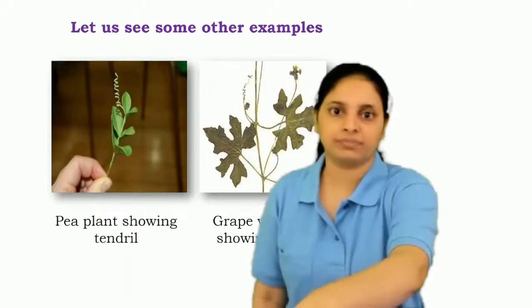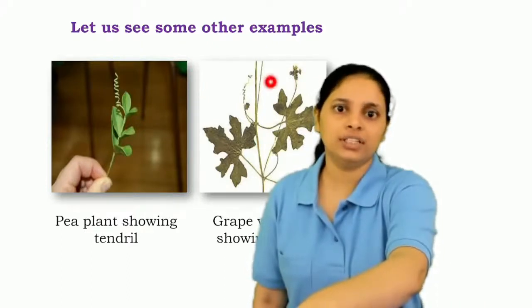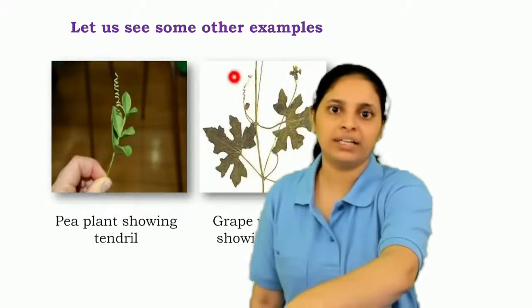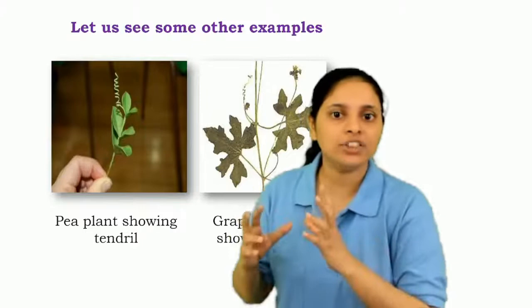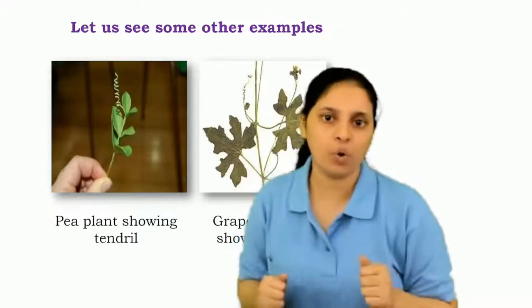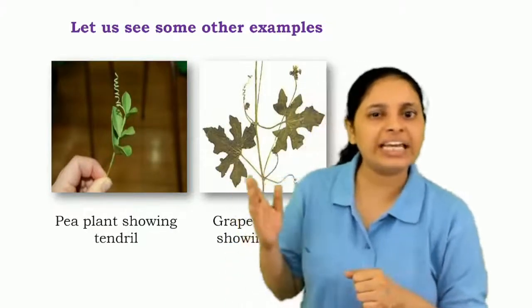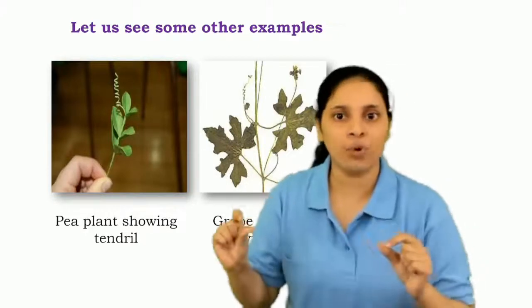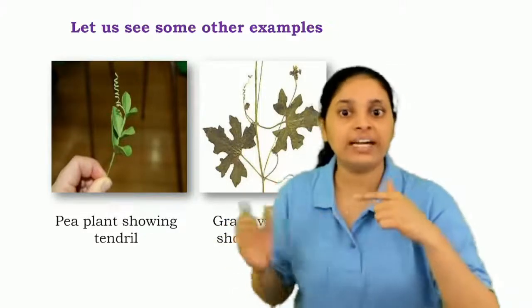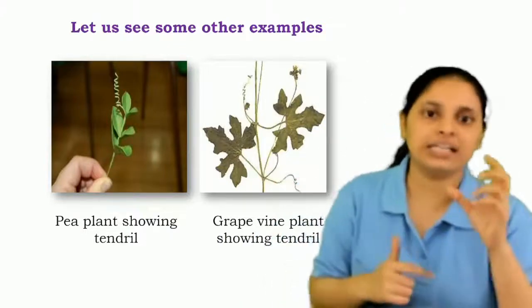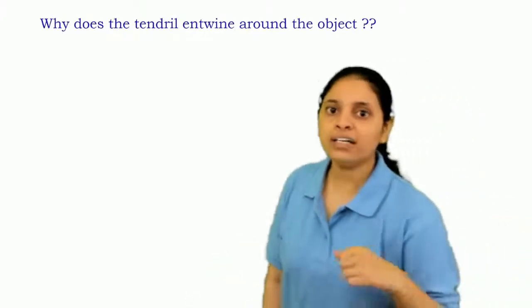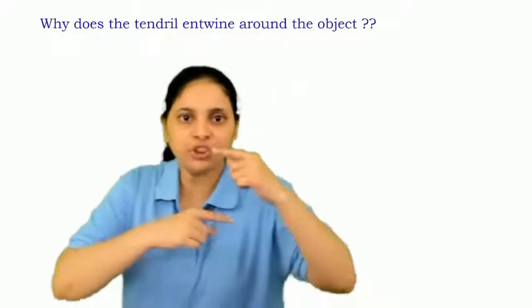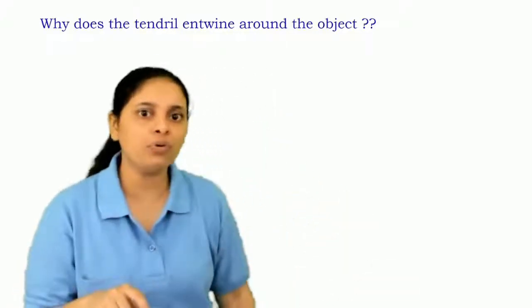See this. Can you see here? ये देखो, ये भी एक tendril है. Coiled, thin, delicate structures which help the plants to cling and to get support, right? Yes, as they have very delicate stem, they need support. So this coiled structure, tendril, will help in the clinging. Okay, so let's see one by one. Let's try to understand why does the tendril entwine, that means twist or wind around the object.